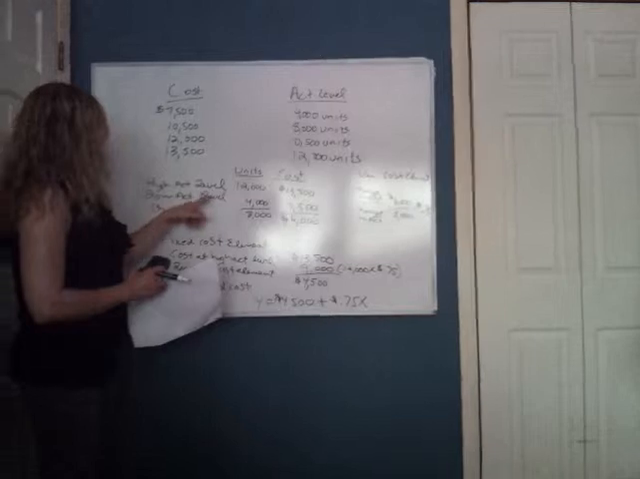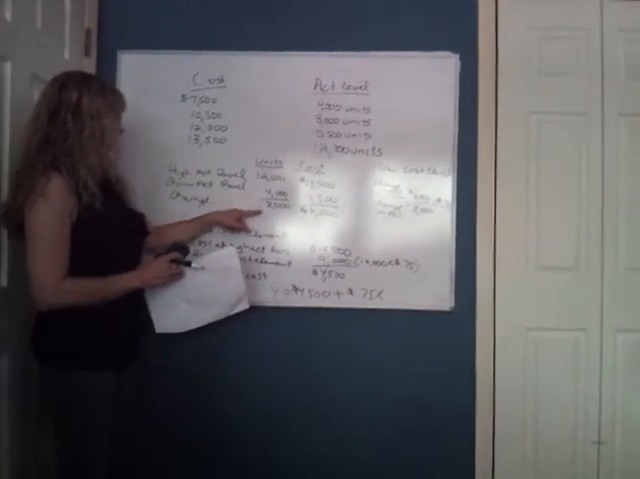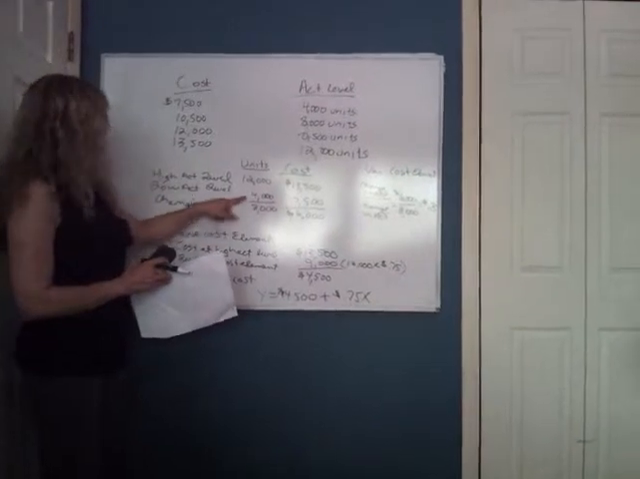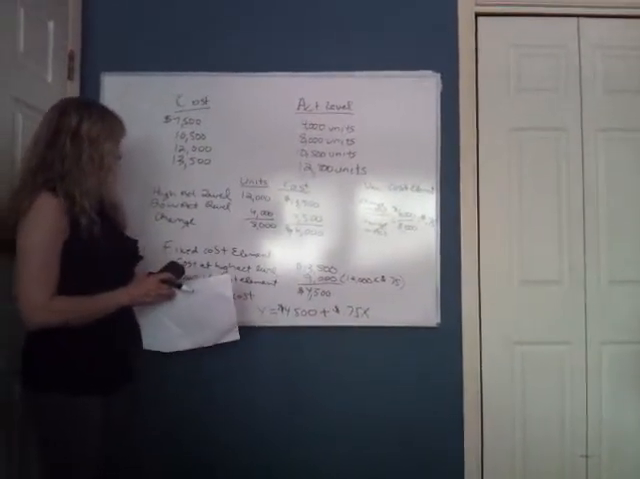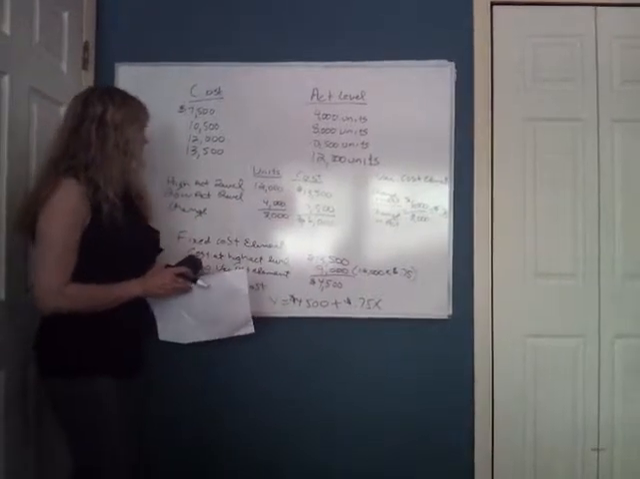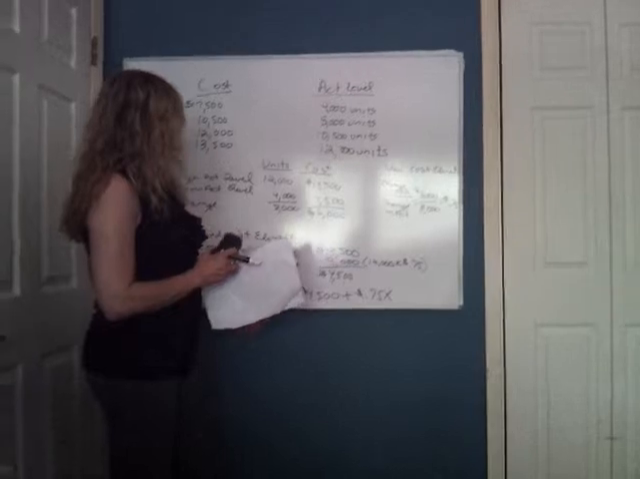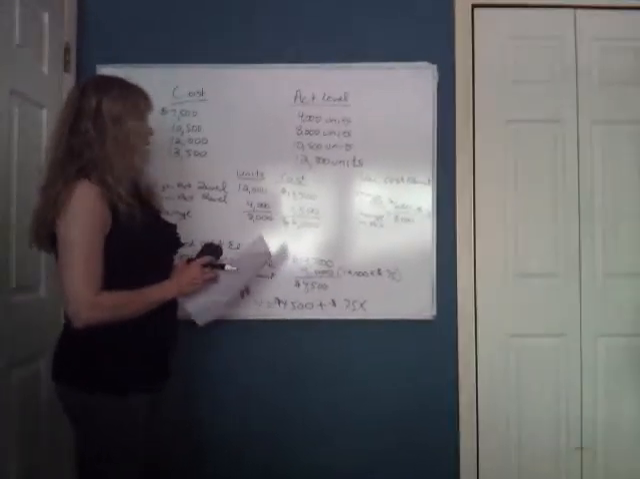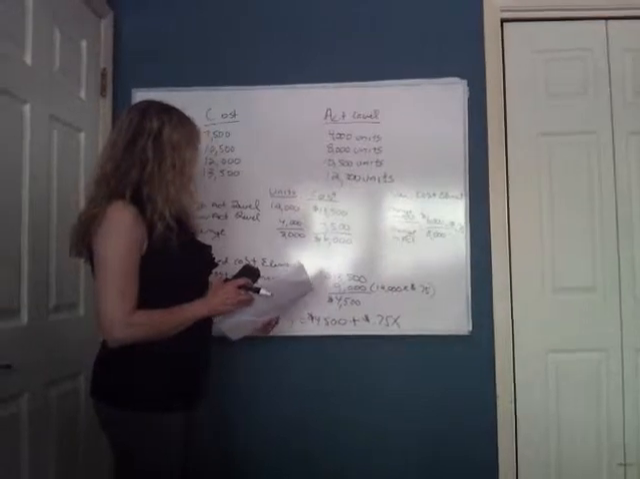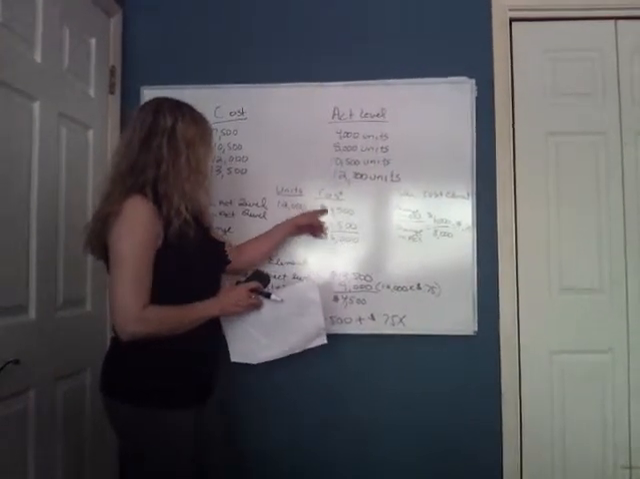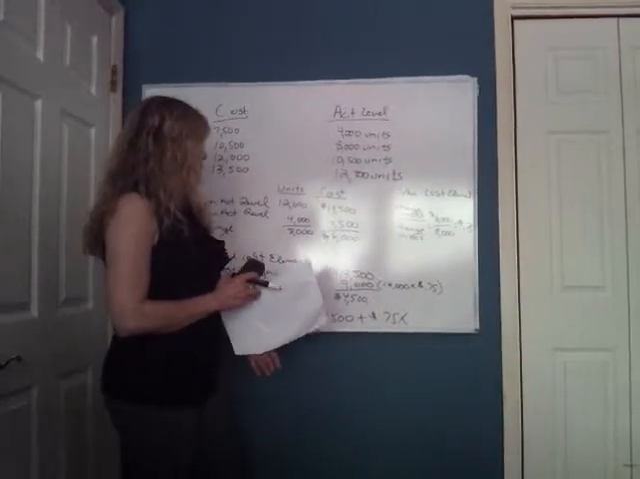So what you do is you take your highest activity level, subtract your lowest activity level to determine your change in activity. So 12,000 minus 4,000 is 8,000. You take your cost at that highest activity level, in our case 13,500, and subtract your cost at the lowest activity level, in our case 7,500. And the change, 13,500 minus 7,500, is $6,000.